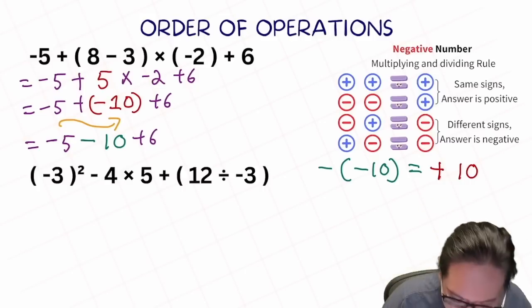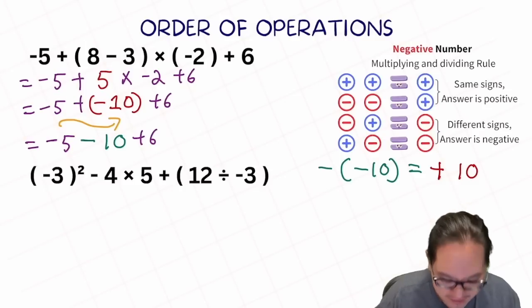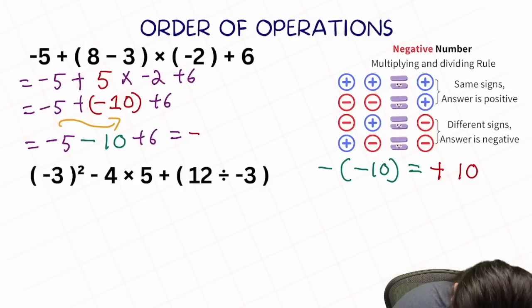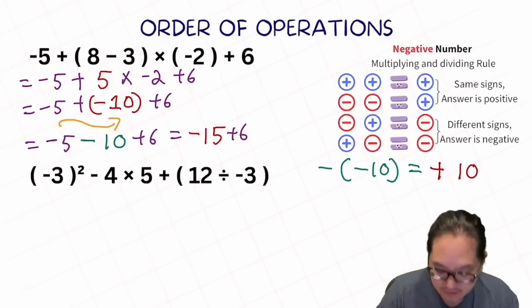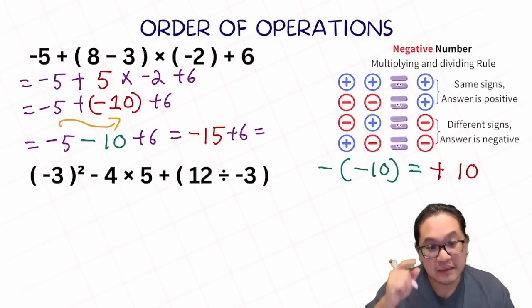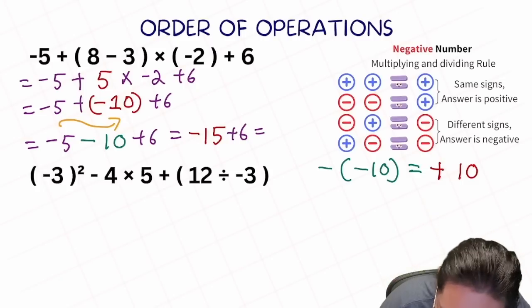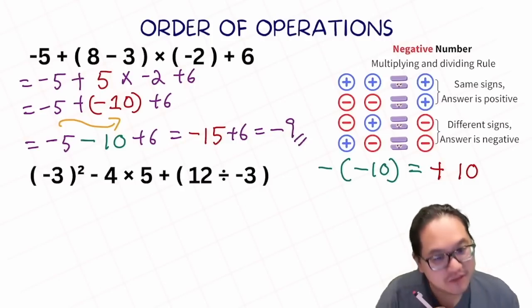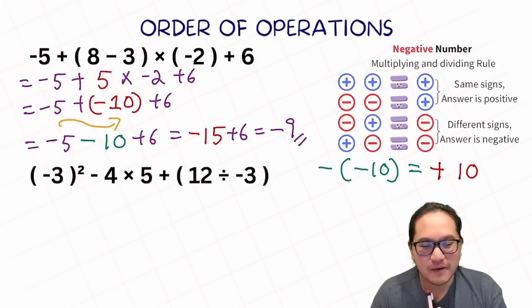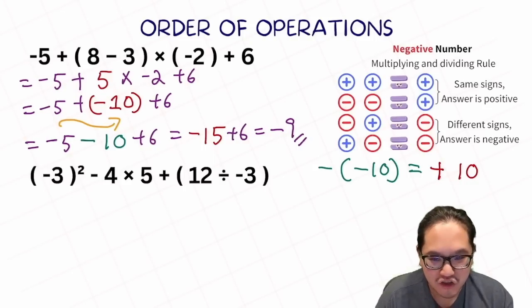So in this case, negative 5 minus 10, we will have negative 15 plus 6. So now it continues, right? Negative 15 plus 6 will get negative 9 as our final answer. It got a little bit complicated, right, with the negative numbers. But it's okay. With a lot more practice, you got this.